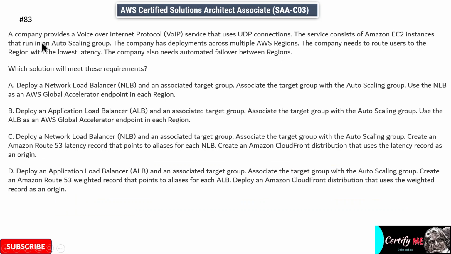Next question. A company provides a voice over Internet Protocol service that uses UDP connections. The service consists of Amazon EC2 instances that run in an autoscaling group. The company has deployments across multiple AWS regions. The company needs to route users to the region with the lowest latency. The company also needs automated failover between regions. Which solution will meet these requirements?